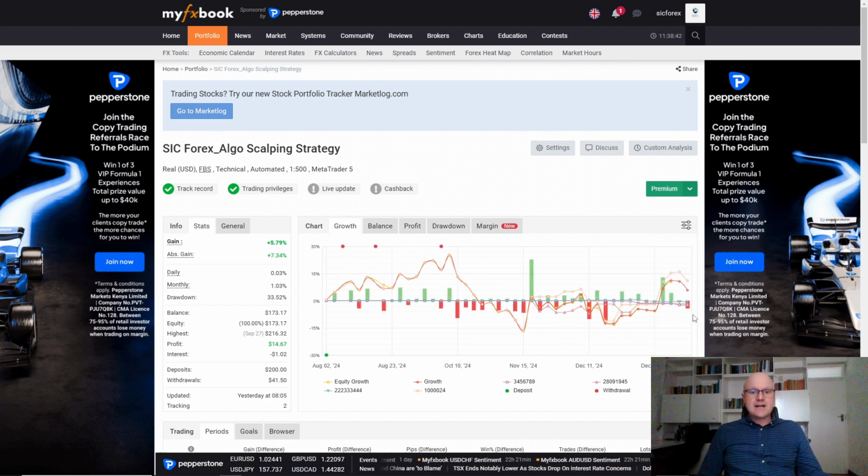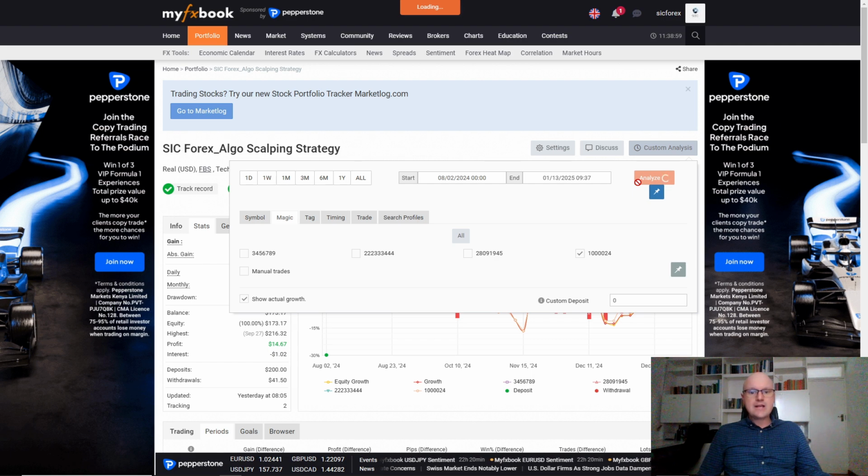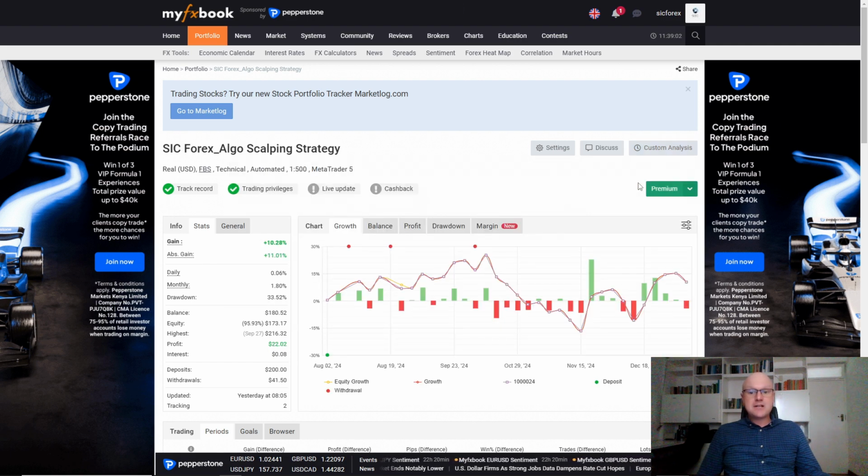And if we use the custom analysis function on my FX Blue, we can now track the exact results of that specific EA. So currently this account is up over $14. However, if we focus only on the FRZ Breakout Scalper, which has 10024 as the magic number, you'll see that one is currently up 10.28%, or in other words, $22.02. This gives us an absolute gain for this EA on the account of 11.01.